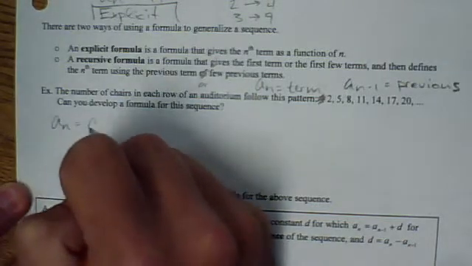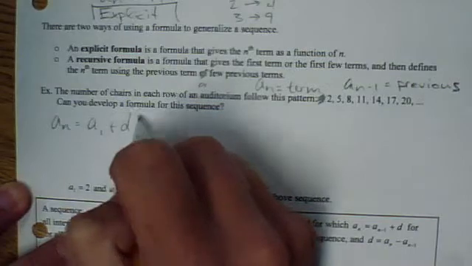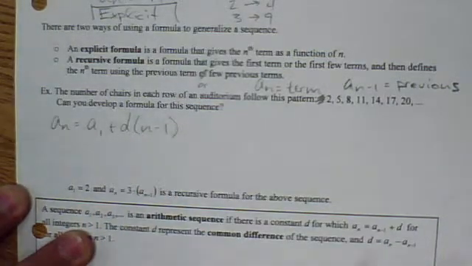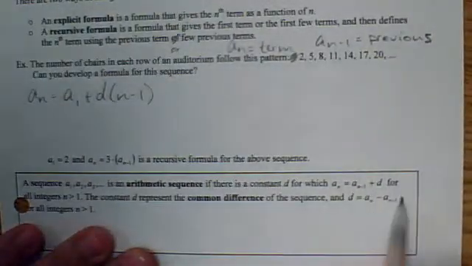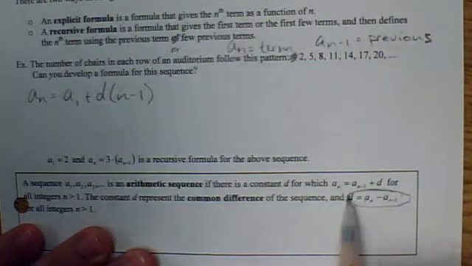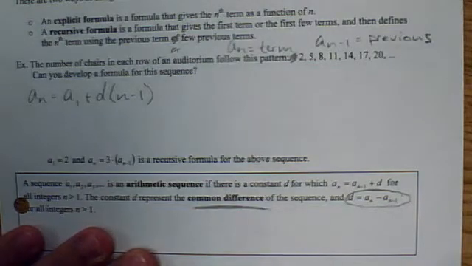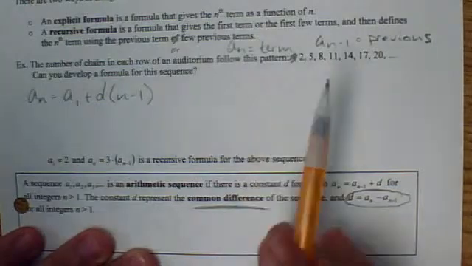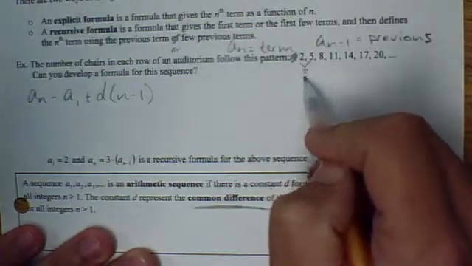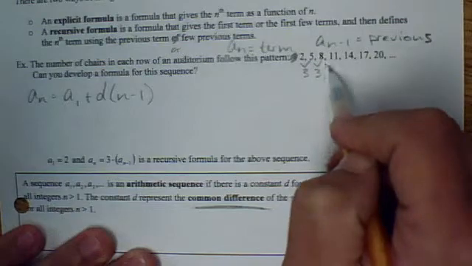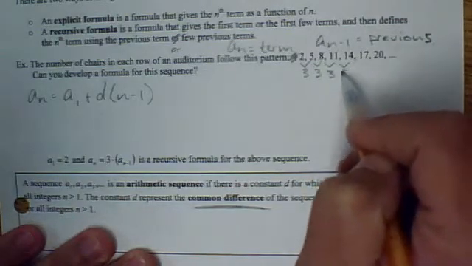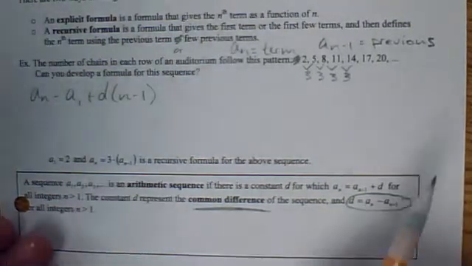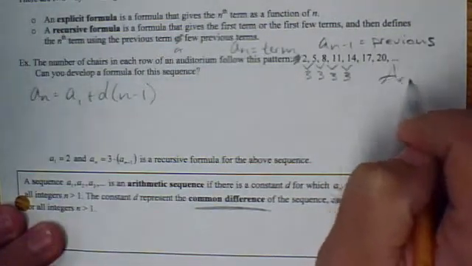A sub n equals the first term plus d times n minus 1. Okay, so you may be thinking, what is d? Well, d is that common difference. If I take the second term and subtract the previous, I get 3. Do it again, I get 3. 11 minus 8 is 3. 14 minus 11 is 3. As long as that's constant all the way through, that proves that this is arithmetic.